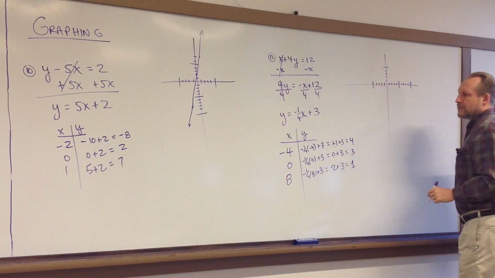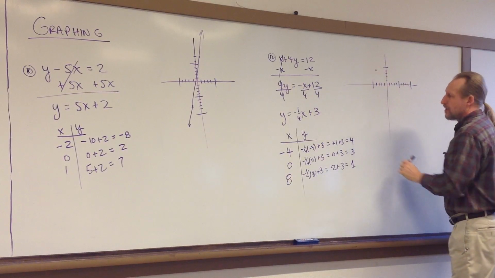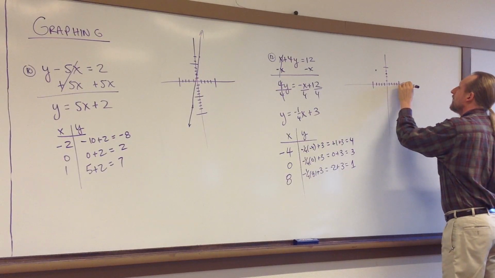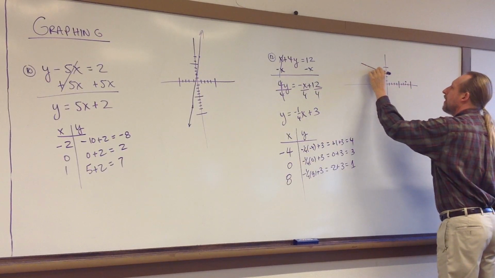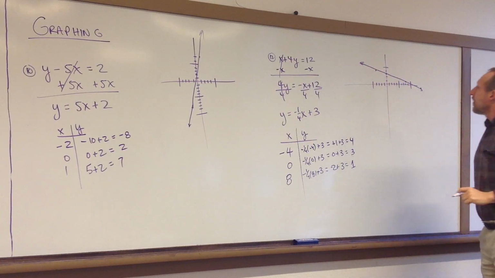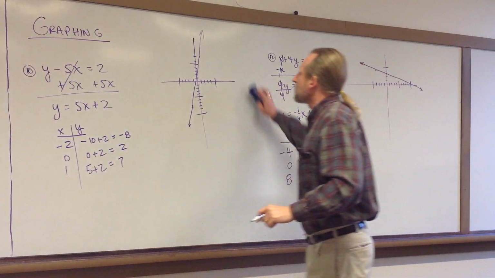All right, so let's see here. Negative 4, positive 4, 0, 3, and 8, 1. And yeah, that gives us a pretty good straight line there. Okay.